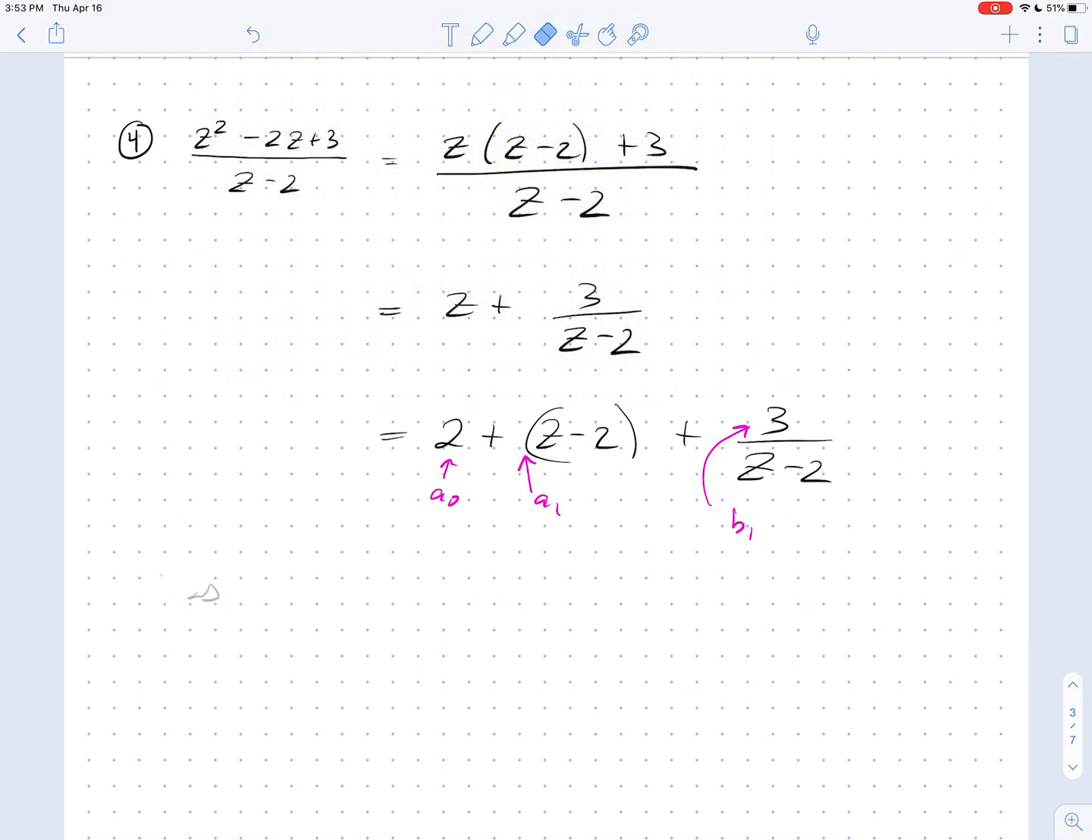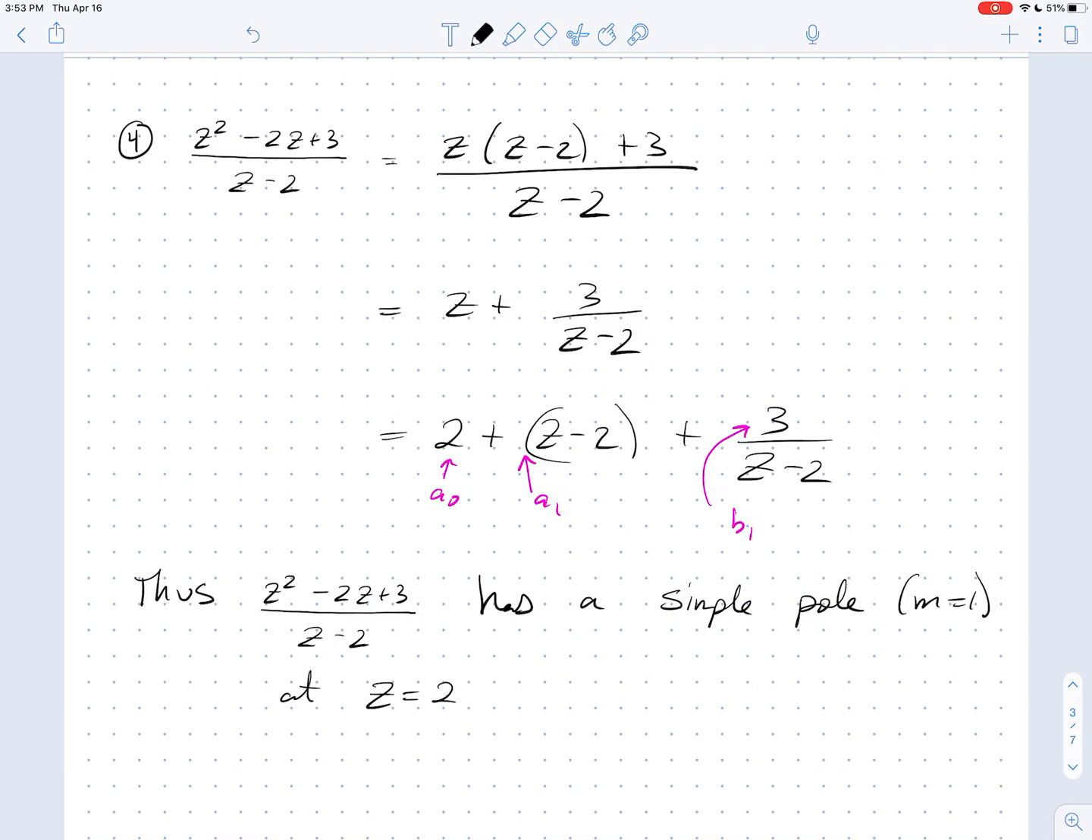So we can say, let's actually say something meaningful. Thus, this guy has what kind of pole? A simple pole. It's simple because it's order 1. Simple pole, m equals 1, at z equals 2. And, oh, by the way, we should always be thinking about the residue. The residue at z equals 2 of f is, in fact, 3.